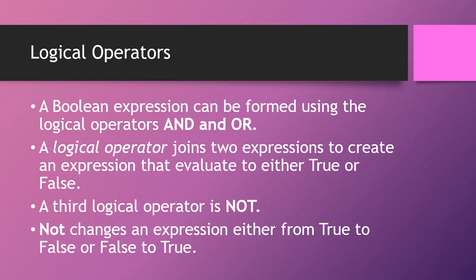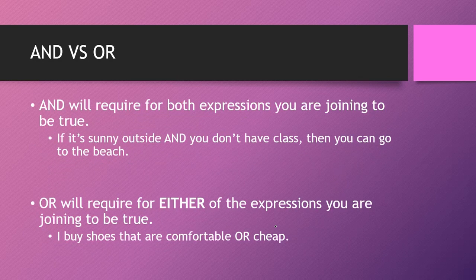And we'll talk about when these would actually show up, let's say in a program or even from a spoken English standpoint. So why do I care about and, and what do I care about or? When are they useful? Well, and requires both expressions you're joining to be true. So here would be a way of saying that in English. If it's sunny outside and you don't have class, then you can go to the beach.